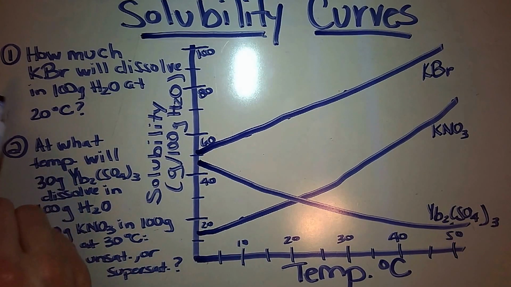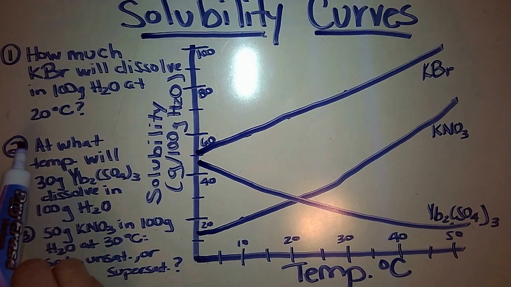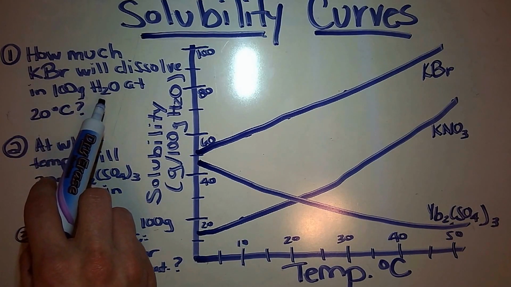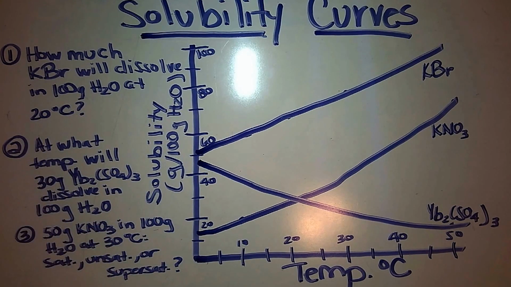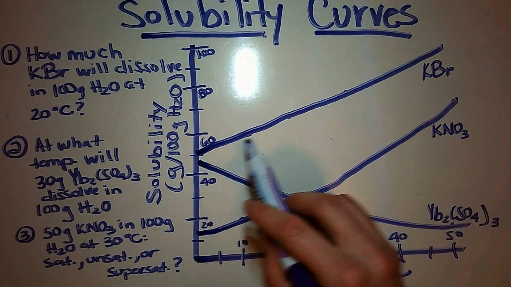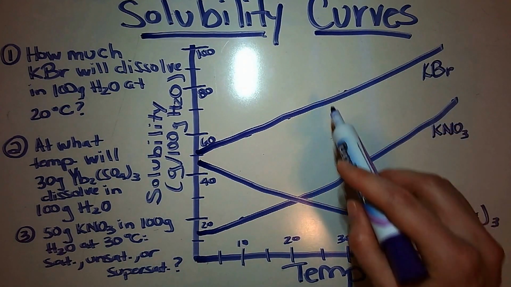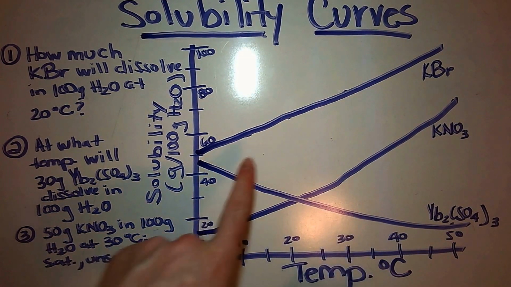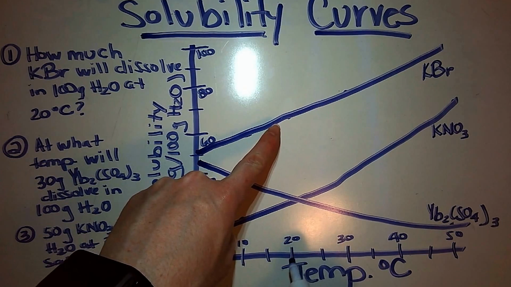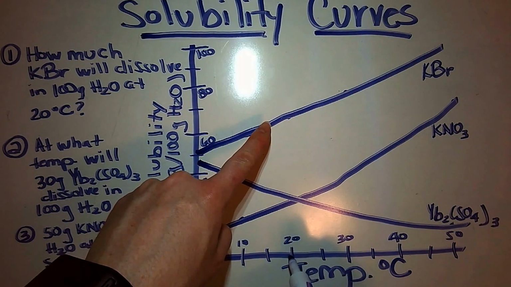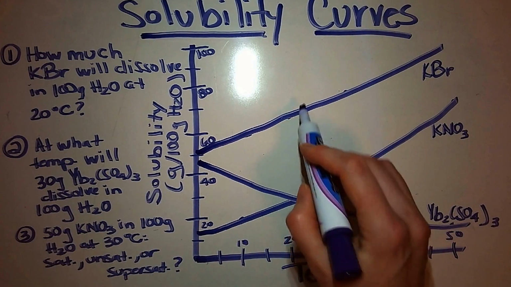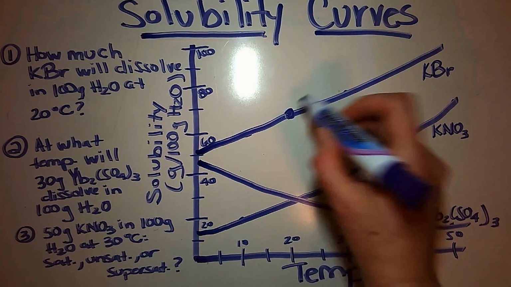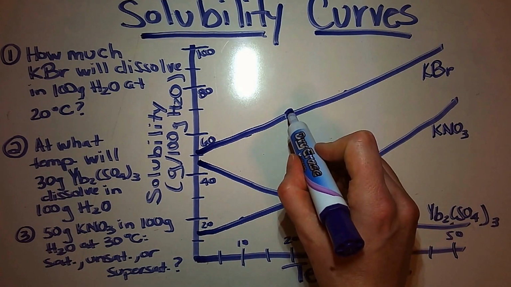Alright, so my first question, how much KBr will dissolve in 100 grams of H2O at 20 degrees Celsius? So when I'm looking at this problem, I first want to locate my solubility line for that substance. So here is my line for KBr. And I'm asked how much will dissolve in 100 grams of water at 20 degrees Celsius. So I found my line. Now I'm going to find that temperature, and I'm going to move straight up until that point meets my line. So at 20 degrees Celsius, I hit my line.